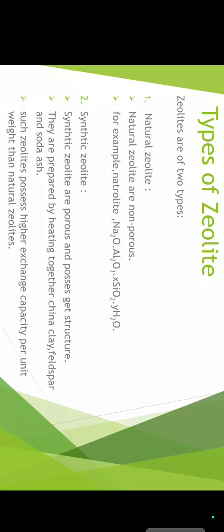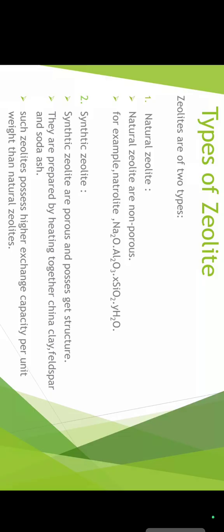Types of zeolite. There are two types of zeolites. The first one is natural zeolite, the second one is synthetic zeolite. Natural zeolites are green in color. They are non-porous, or they have no pores. For example, natrolite. The chemical formula of natrolite is Na2O, Al2O3, x SiO2, y H2O. This is a natural zeolite.